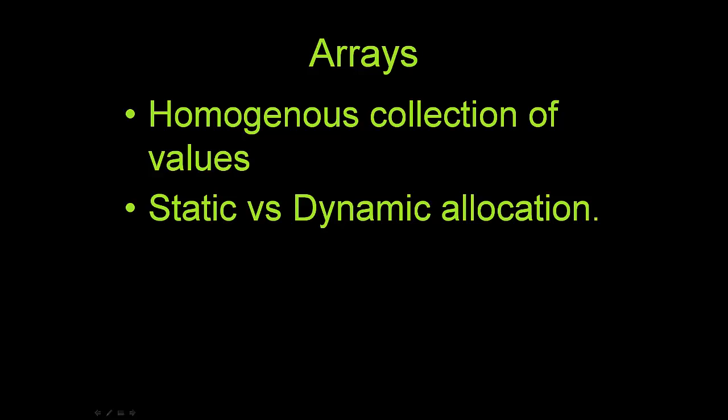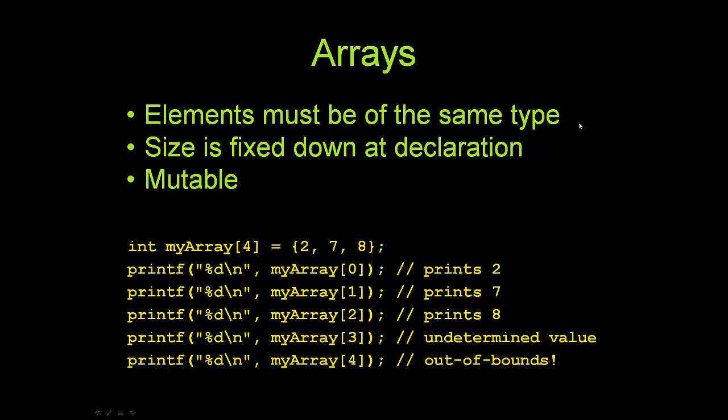It has to do with memory allocation, which I don't really want to deal with at this point. Anyway, arrays are very similar to the lists you learned in Python. Python lists are a little bit more liberal, but for arrays, you need to declare the type of the array, and elements of the same size, the same type. Typically in static allocation, the size of the array is fixed at declaration, and arrays are mutable, like lists.